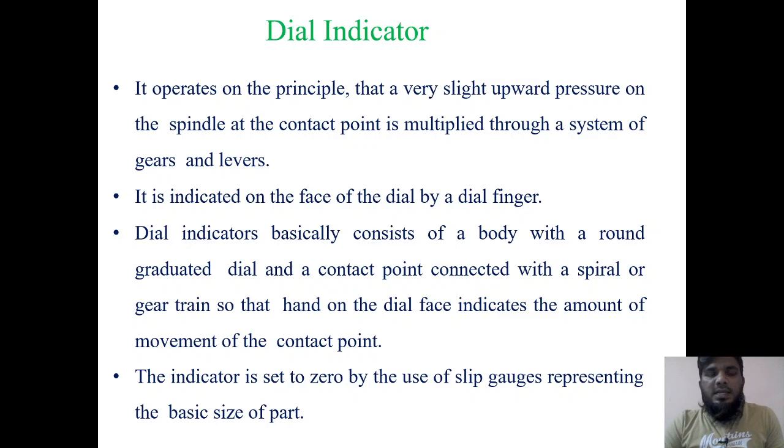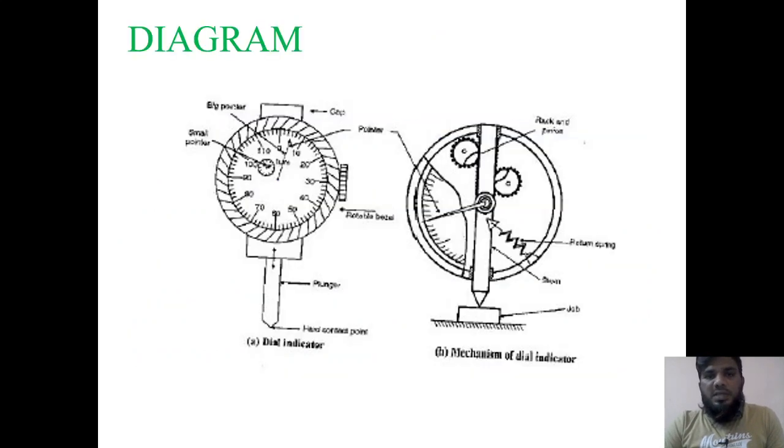In the dial gauge indicator, it operates on the principle that a very slight upward pressure acting upon a spindle at the contact point is multiplied through a system of gears and levers. So in a dial indicator we will have a dial on which there will be different divisions, connected like your watch. So first, this is the dial gauge, this is a plunger.